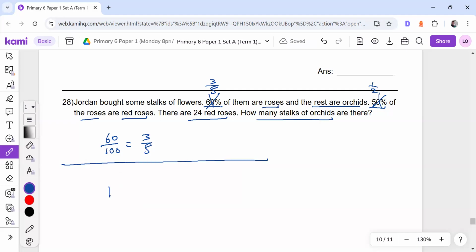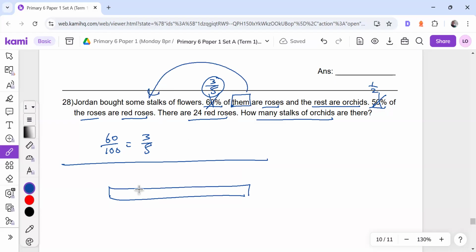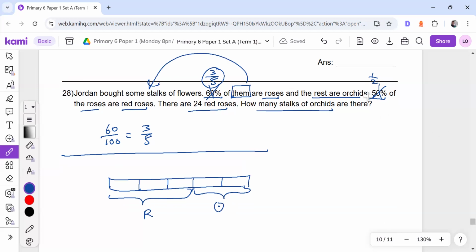So Jordan bought some flowers, 3/5 of them. How to draw this fraction? This is talking about them, which is all the flowers. I will need to cut all the flowers into 5 boxes. And 3/5 were roses, and the rest are orchids. No solving, I'm not thinking, I'm just drawing. And then half of the roses.